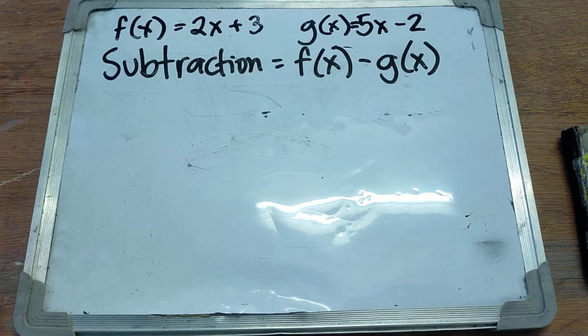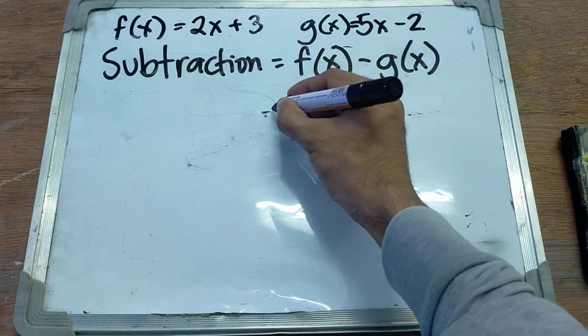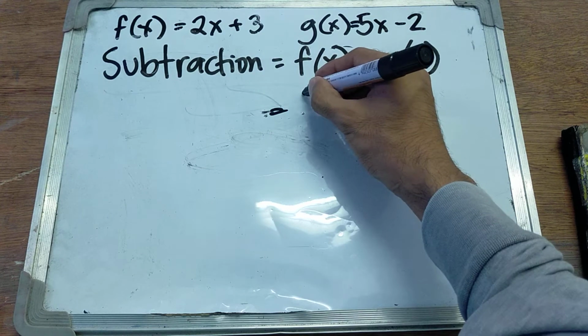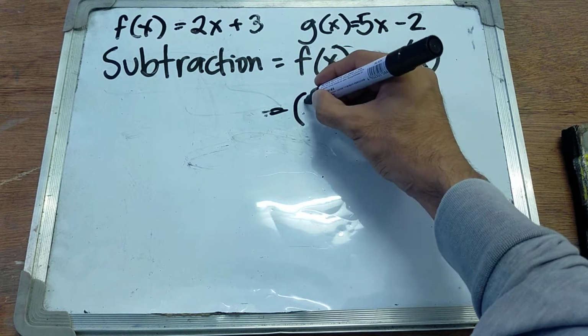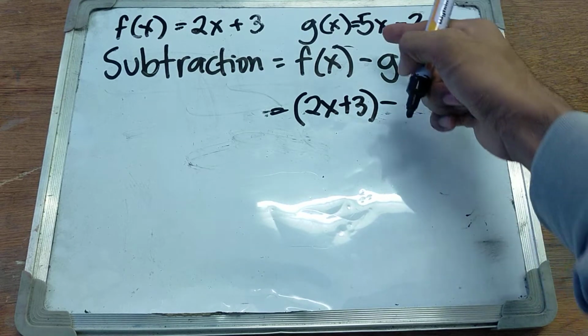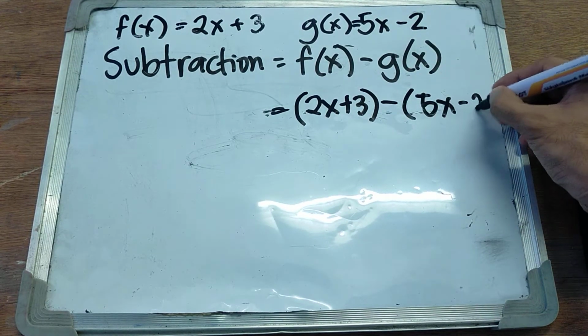Next operation is the subtraction of functions. So, same given pa rin po ang gagamitin natin. And as you could see, f of x minus g of x. So, kagaya nung nauna, isusulat muna natin yung equivalent ng f of x, which is 2x plus 3, minus the equivalent of g of x, which is 5x minus 2.